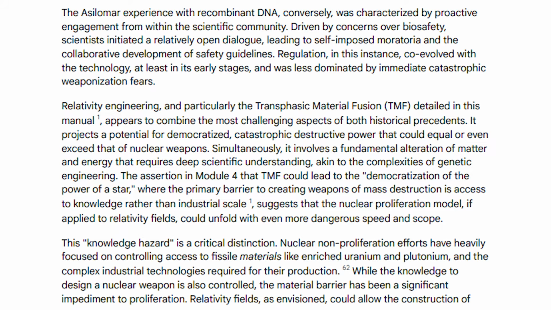This knowledge hazard is a critical distinction. Nuclear non-proliferation efforts have heavily focused on controlling access to fissile materials, like enriched uranium and plutonium, and the complex industrial technologies required for their production. While the knowledge to design a nuclear weapon is also controlled, the material barrier has been a significant impediment to proliferation.